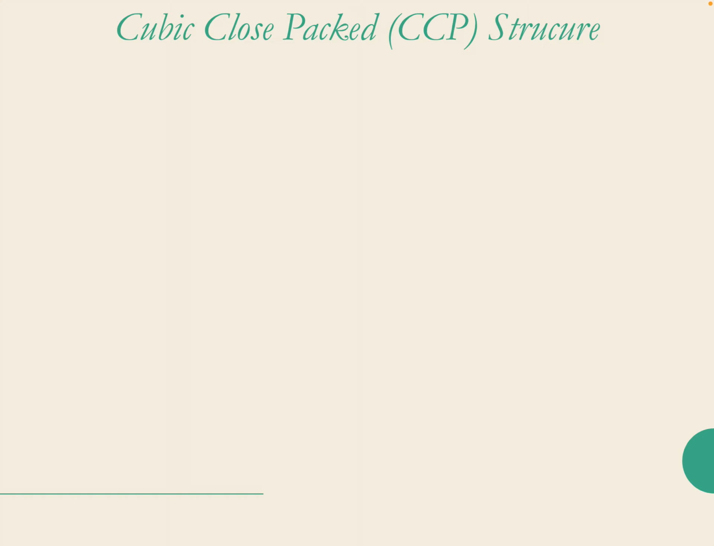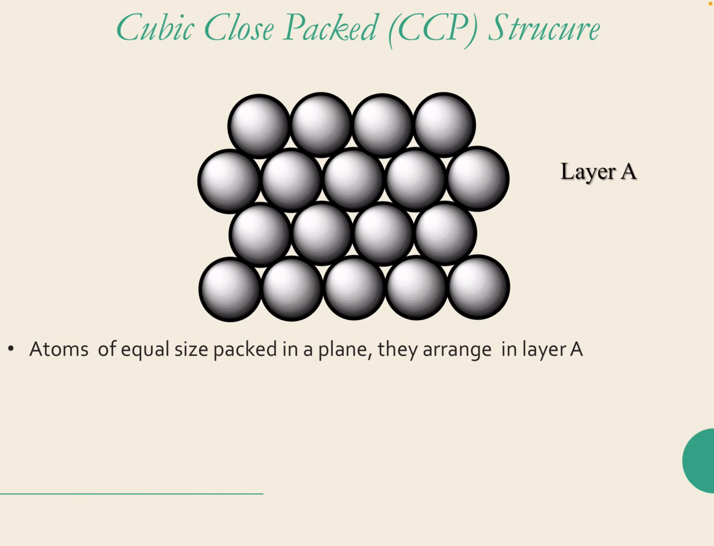In this lecture, I am going to explain what is called the cubic closed pack structure and hexagonal closed pack structure. Let's first see what is cubic closed pack structure, how it is formed. As you know, atoms arrange themselves as close as possible to reduce the potential energy. In this case, all atoms are of the same size. If they are of the same size, then they will be packed the way it is shown in this diagram.